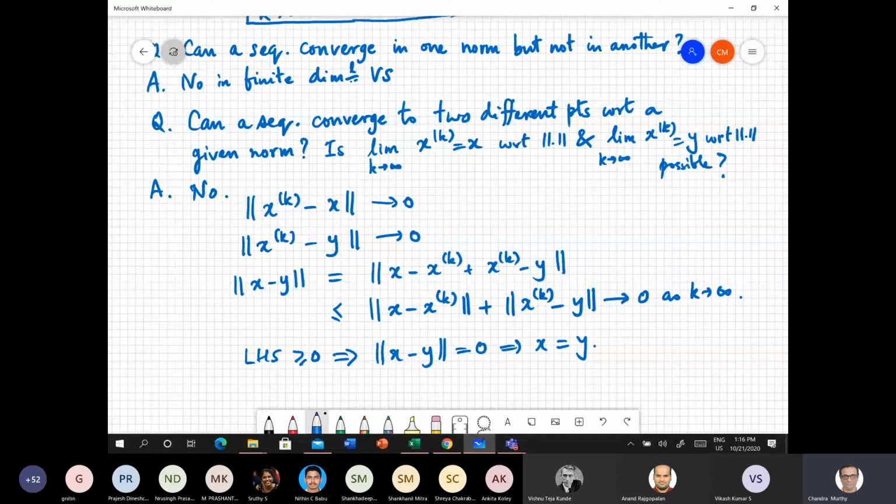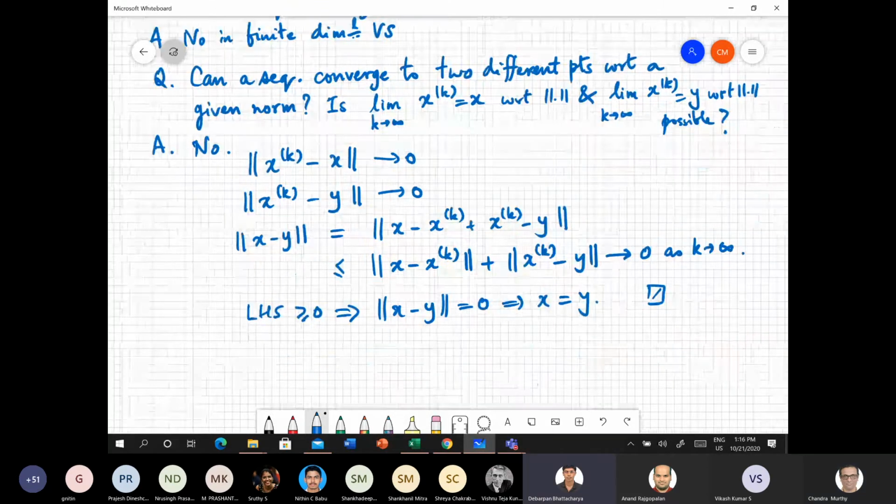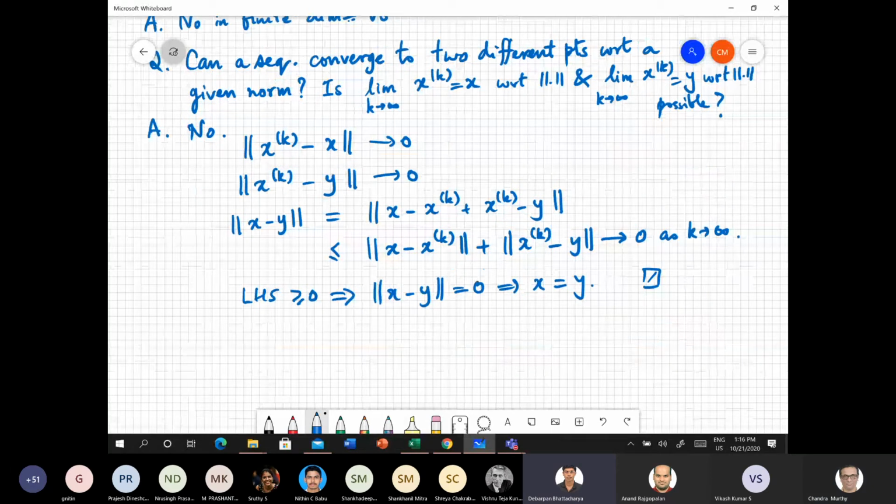Sir, a particular sequence can converge to different points if we take different norms? So that is what I want to show.